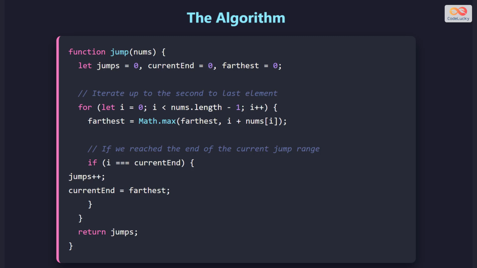Here is the code implementation. We use 3 variables: jumps, current end, and farthest. We loop through the array. Inside the loop, we constantly update the farthest reach. Only when our loop index hits the current end variable do we increment the jump counter and update the current end to the new farthest reach.